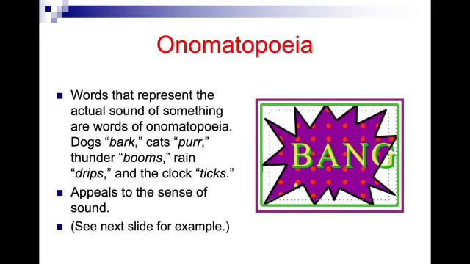Onomatopoeia is also used for sounds. Onomatopoeia are words that represent the actual sound of something. Dogs bark and cats purr, so we use these words for their actual sounds. A thunder can boom, rain drips, and clocks tick. So we're using words that appeal to the actual sense of sound.